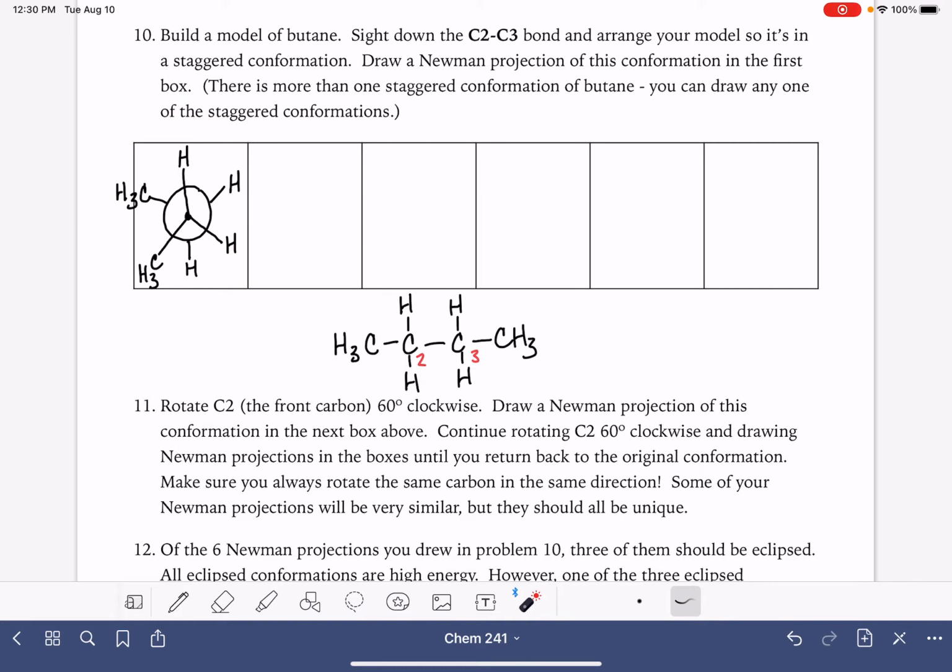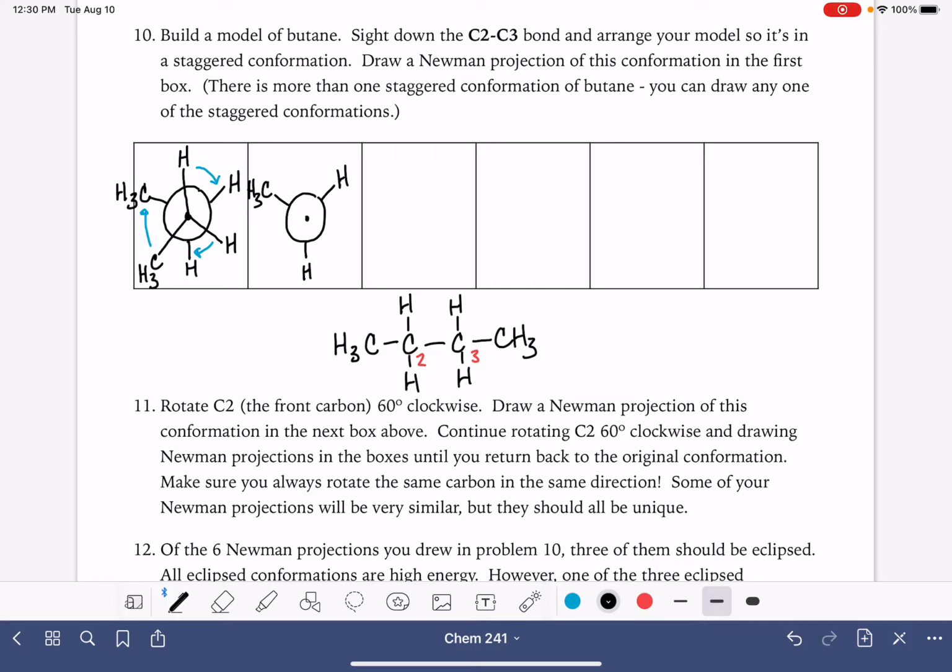So what we're going to do is rotate carbon number 2, the front carbon, 60 degrees clockwise. So we're being really specific in this case. We're going to take the front carbon and turn it 60 degrees clockwise. So all of the things on the front carbon are going to move like that. That is going to give us, since we're leaving the back carbon completely alone, I'm going to begin by drawing the carbon in the back and the things that are attached to it like that.